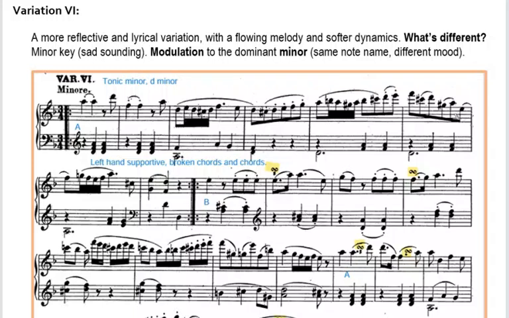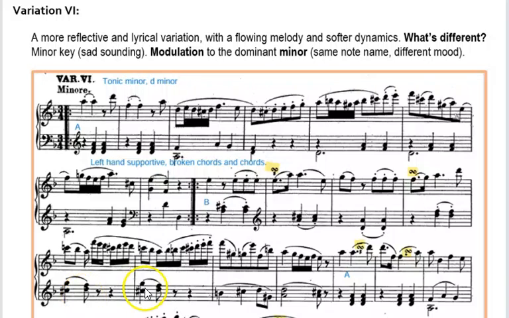Variation 6 is your more reflective and lyrical variation. It's in the tonic minor, in D minor, with softer dynamics. It sounds sad, and you see that the left hand is quite supportive with broken chords and with solid chords. It looks very homophonic, and we have the embellishments and the turns.